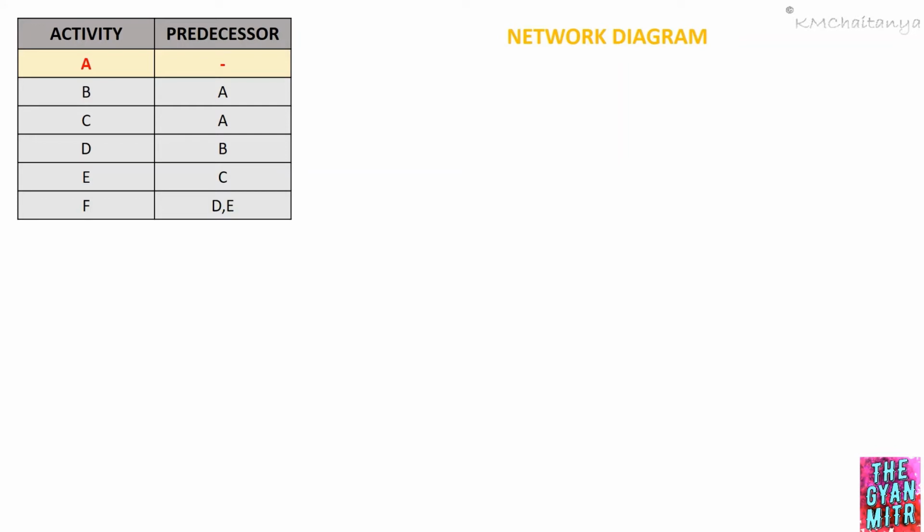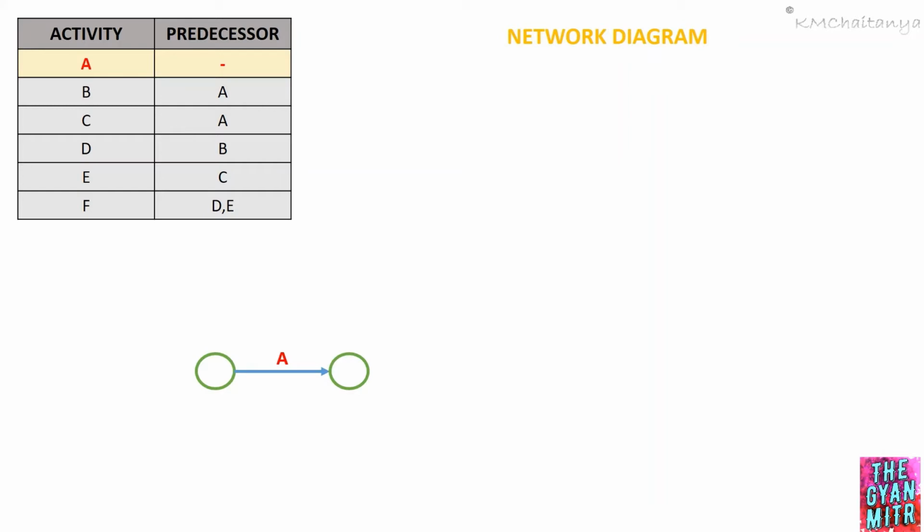As mentioned in the rules for drawing the network diagram, always we have to start with one single initial event. Now from the table we can see activity A does not have any predecessor, whereas for all the remaining activities there are one or the other predecessors. Therefore, activity A is our first activity. Once the activity A is complete, we have to close the activity using an event.